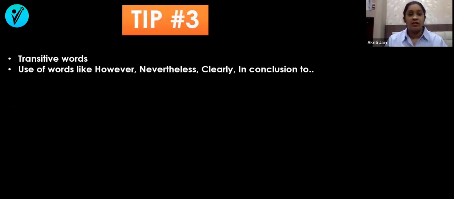Tip number 3, a few things which are very important from the parajumbles point of view are the transitive words. Words like however, nevertheless, clearly, in conclusion to, really change the direction in which the topic is proceeding. So these words help us understand that, okay, fine, she will be coming to the party. However, she will be late. So when we have however, we know that it is going to go in the opposite direction. Accordingly, we need to choose whether this will be the first sentence or the second sentence. It makes it really easy for us to understand that it has to be a continual sentence. When you understand that, it becomes easy to eliminate that choice from the given choices because it cannot be the opening sentence. So these are called transitive words. They are a huge help and they give us great hints in the examination.